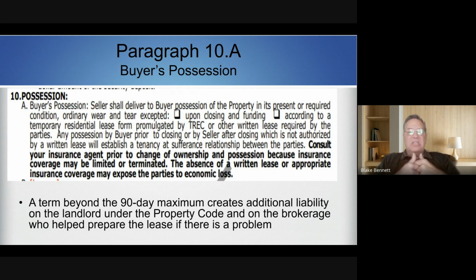Possession. Anything longer than 90 days. Let's say I'm the buyer and I buy property and then I lease it back to the seller. You don't want to go past 90 days. That's a huge problem, can create a huge liability risk for your buyer. You don't want to go past that date. So if the seller needs that much longer, maybe they end up negotiating that with the buyer to extend the closing.